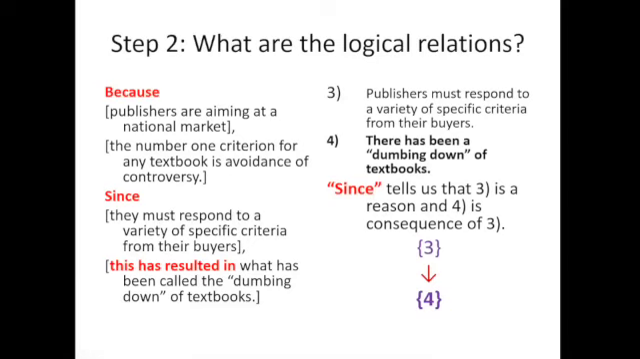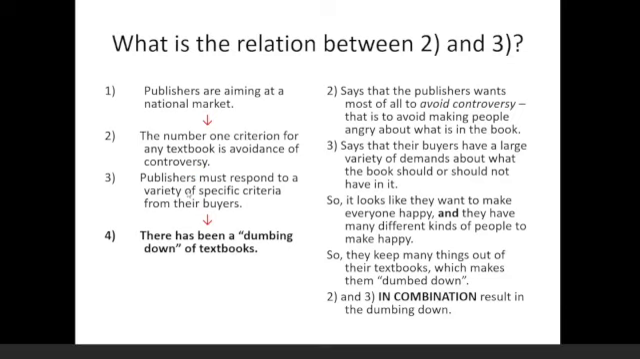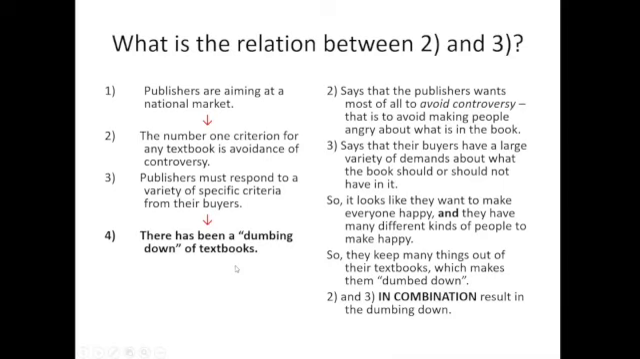Now, what happens when we combine these two inferences? We have basically two inferences here in the text and the argument of the text, and they do have a relation. So we have a complex argument. Publishers are aiming at a national market leads to the number one criterion for any textbooks being avoidance of controversy. And since publishers must respond to a variety of specific criteria from the buyers, that has resulted in dumbing down of textbooks.